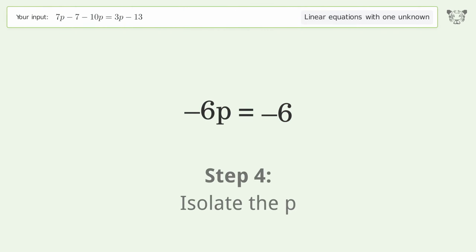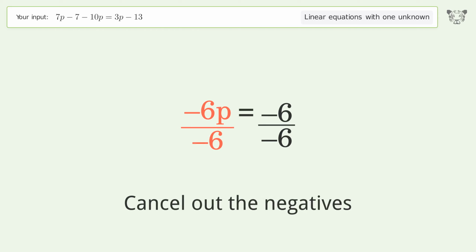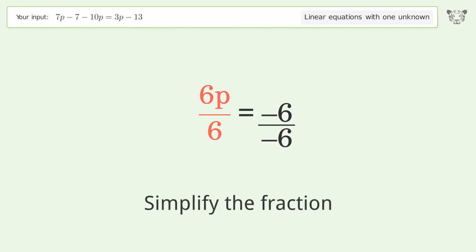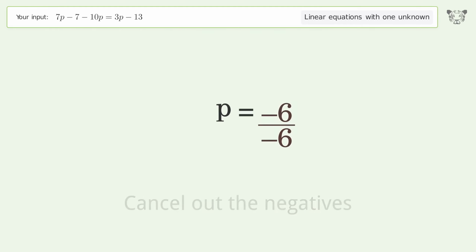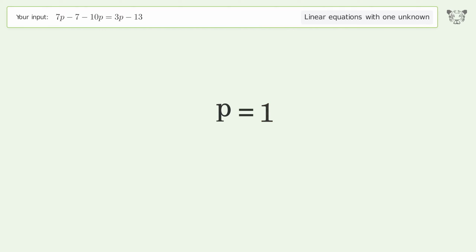Isolate the p. Divide both sides by -6. Cancel out the negatives. Simplify the fraction. Cancel out the negatives. Simplify the fraction. And so the final result is p equals 1.